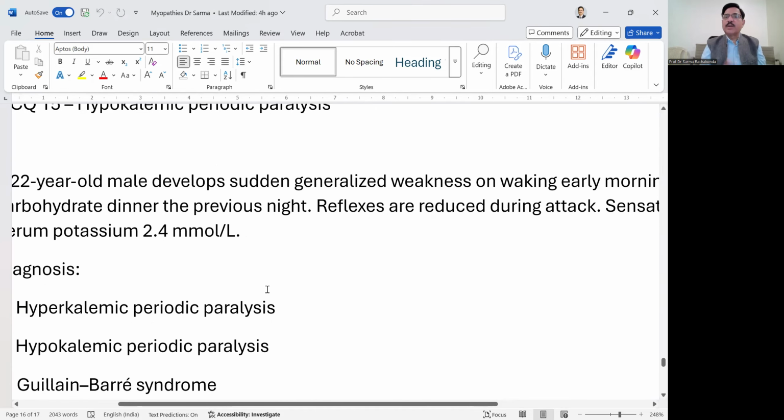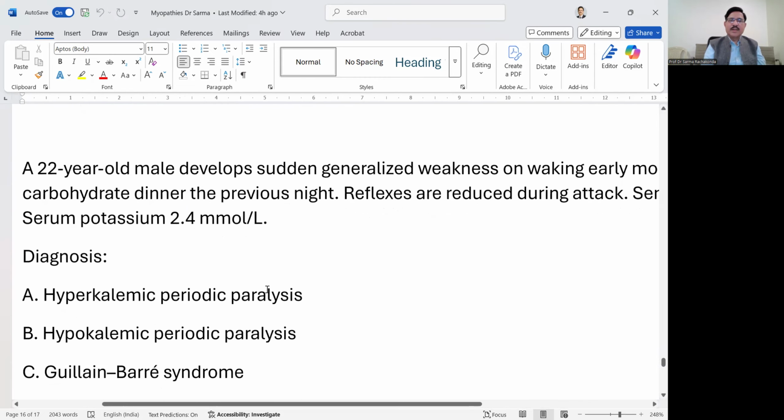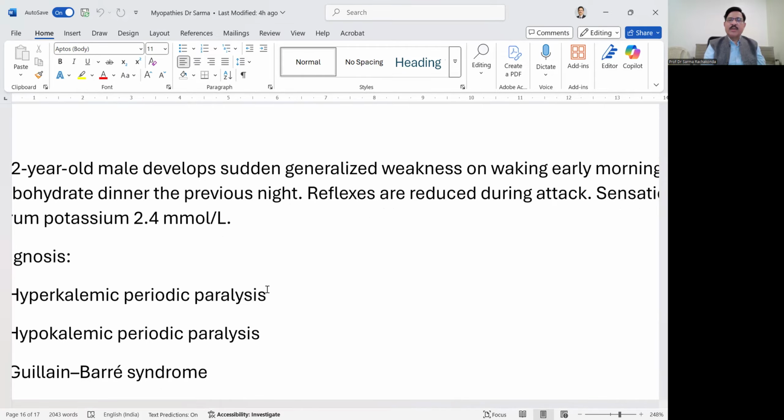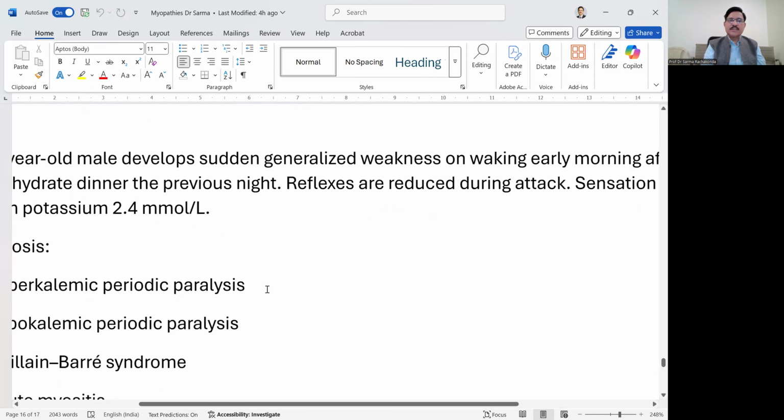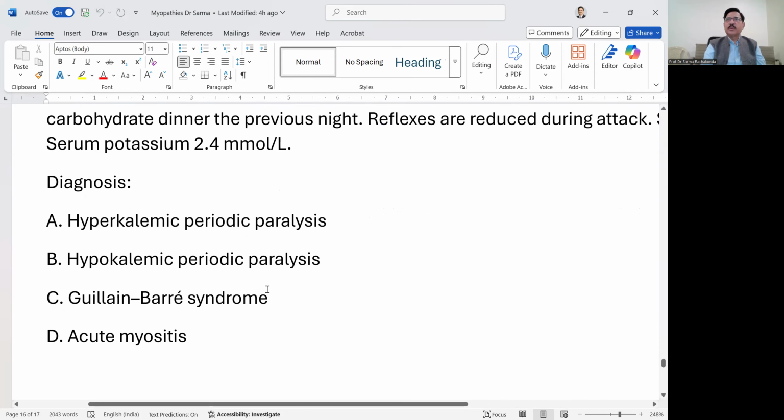Sudden generalized weakness, not proximal muscle. He had a heavy carbohydrate dinner the previous night. Reflexes are reduced during the attack. Sensations are intact. Serum potassium is 2.4. Hypokalemic: sudden occurrence, generalized weakness, comes and goes. Hypokalemic periodic paralysis. Treatment is rest in bed, then start infusing potassium, and evaluate for the cause of the hypokalemia.